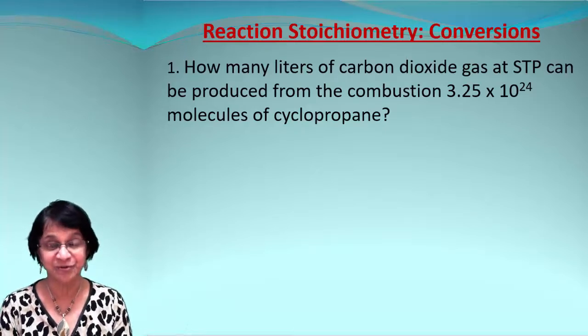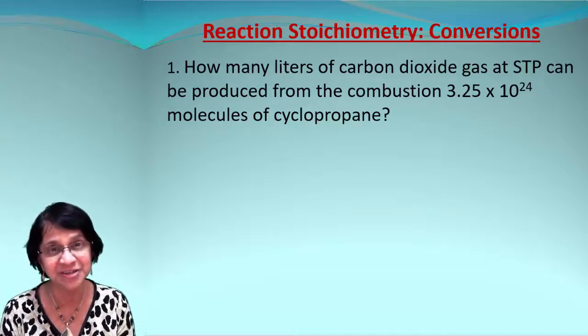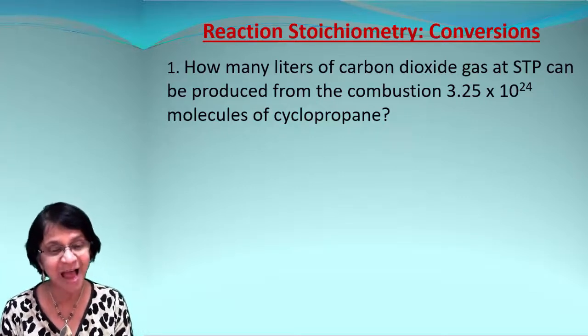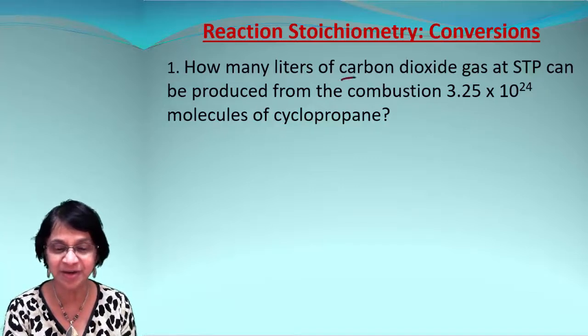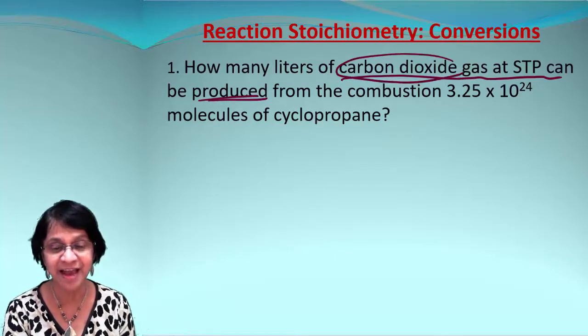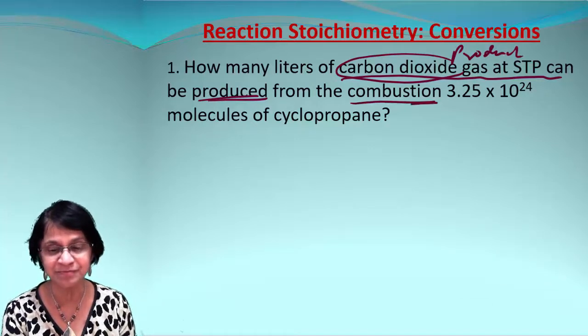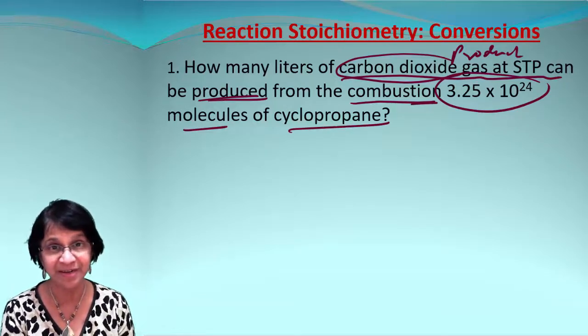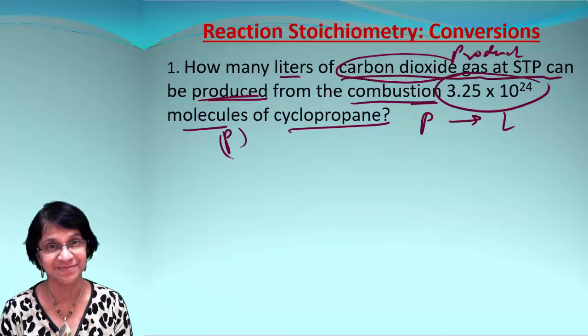In this problem, what we have to do first of all is write a reaction, because nobody gave us the reaction. So what is happening here? How many liters of carbon dioxide gas at STP can be produced? That means it's telling you that carbon dioxide gas is a product from the combustion of that amount of molecules of cyclopropane. Now let me remind you again, molecule stands for particle. That means we are going from particles to, finally, liters of the substance.